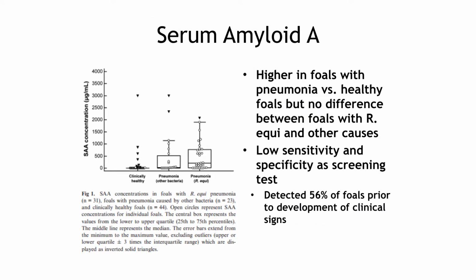So serum amyloid A and fibrinogen are both what are called acute phase proteins, which basically means that when the horse or an animal has an infection, in the acute stages, these compounds are made and the levels begin to rise. So there's now been a good study done looking at using SAA as a screening tool for Rhodococcus.